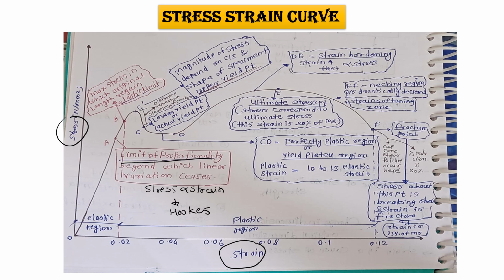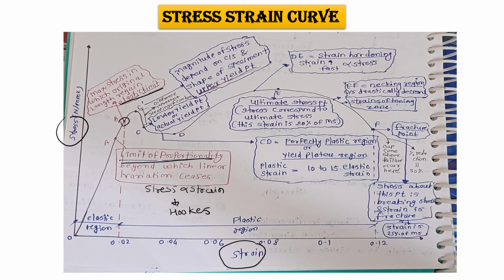Then next, point B. Point B is the elastic limit, the maximum stress at which the original length is regained. Up to that point, if we release the force applied on the mild steel, then the material comes back to its original position. Up to point B, that thing happens.